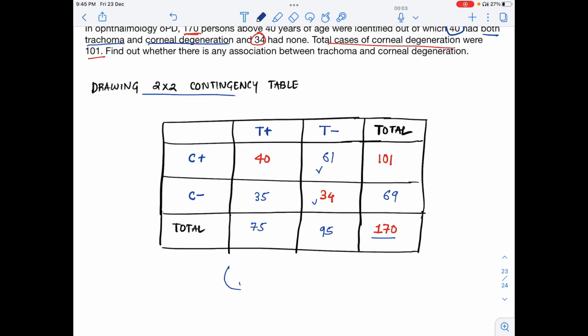And the chi-square test can now be done on this table, which is the practice problem, the answer of which will be in the description.